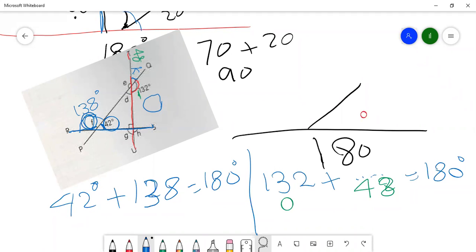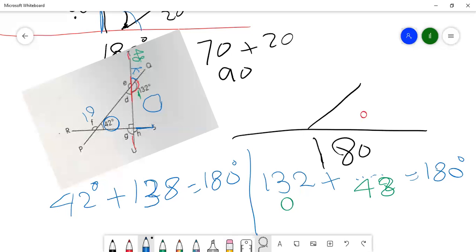So first of all, you have to look at the straight line. Where is the straight line? Then you look at the known angle. From that, you can find the unknown angle, the value of the unknown angle, which is F. It's very easy, kids.